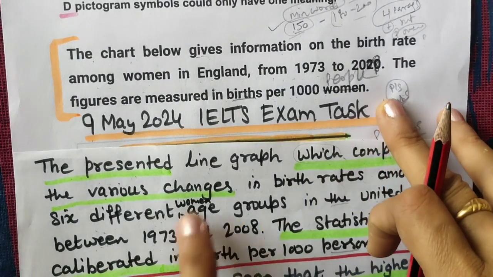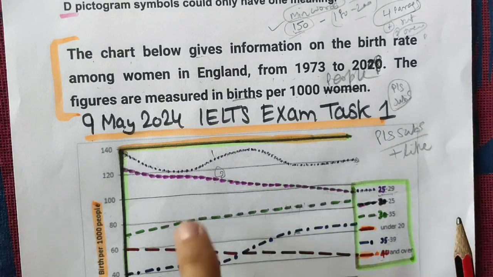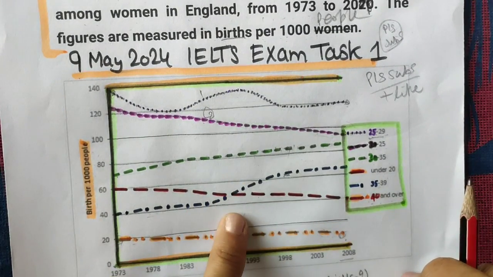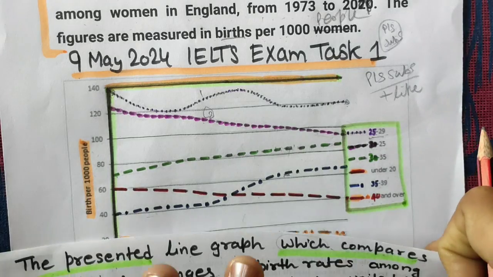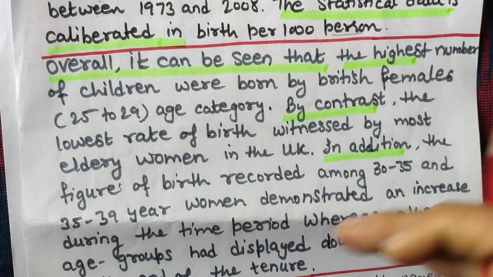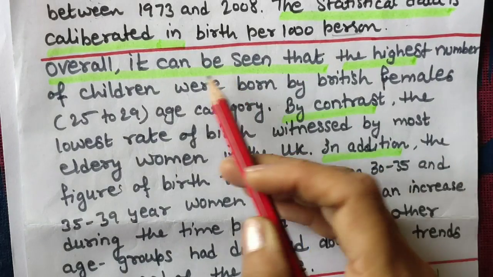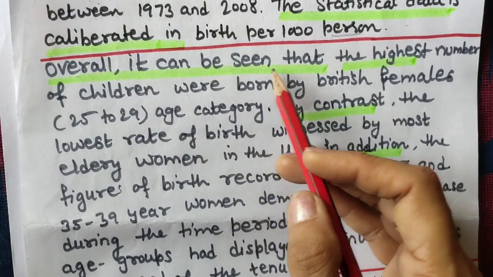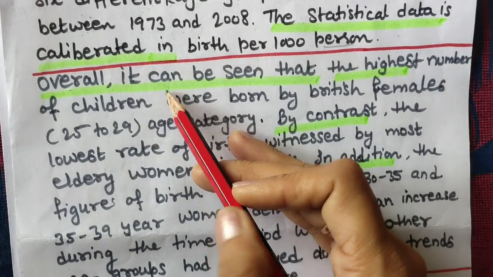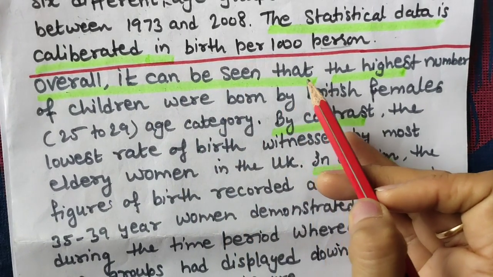Now coming to the overall paragraph. As I told you, the highest and lowest, the downward and upward trends, you should explain them. Now, what I have written, you can see this. Whatever I have underlined in green, parrot green color, just learn it, and you can use it anywhere in writing task 1.